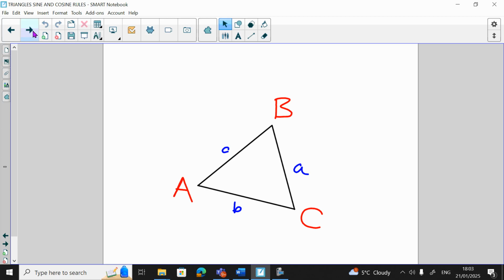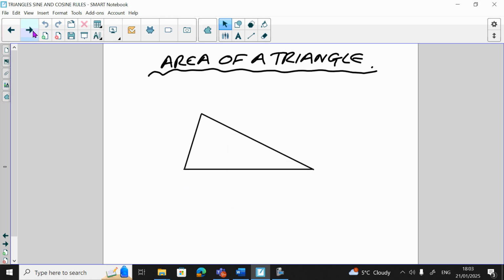Right, so if we use this convention, whether it's A, B, C, P, Q, R, X, Y, Z, it doesn't matter. As long as you can associate the big letter for angle with the opposite length, then you'll be fine. Okay, we're just going to go through this wee bit at a time.